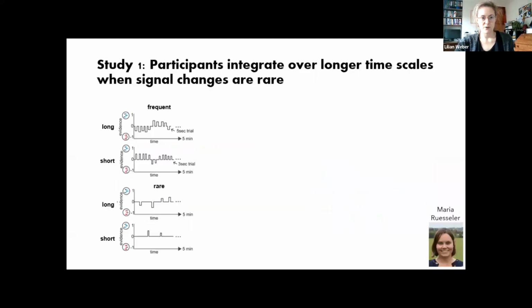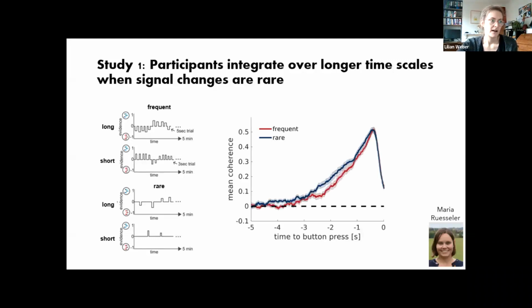So the first study that was run with this paradigm was led by Maria Rissler, who was a PhD student at Lawrence Lab at that time, and she was also the one who developed the paradigm. And what she did is she varied across different conditions the frequency with which trial periods or signal changes would occur, and the length of these trial periods. And that was an attempt to modulate how participants would integrate evidence over time, given different statistics of their environment, basically different change probabilities. And she found interesting reaction time differences and detection rate differences, etc., between these conditions.